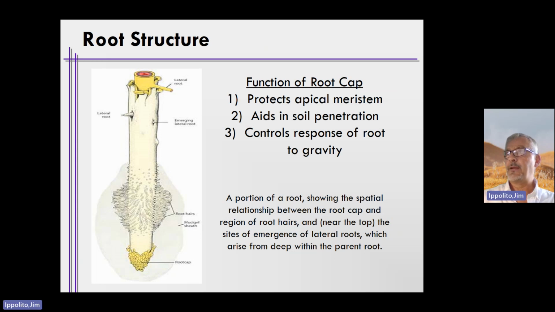And I like to start by talking about the root cap itself. So if you're looking at the root cap, it's this area right at the tip of the root. And these are cells that basically develop, and they slough off as the root grows. And what that root cap does is it protects the apical meristem. The apical meristem is the growing tip of the root itself.